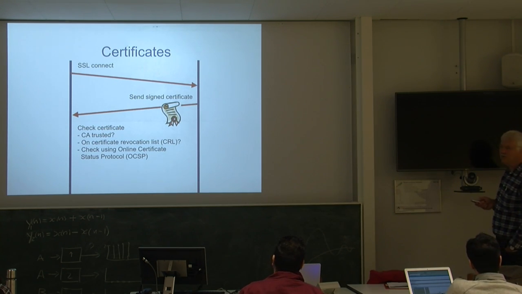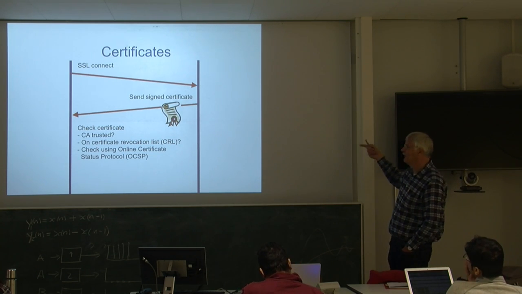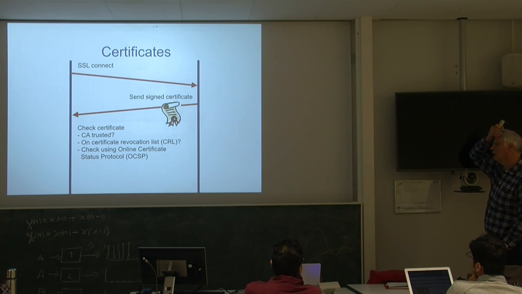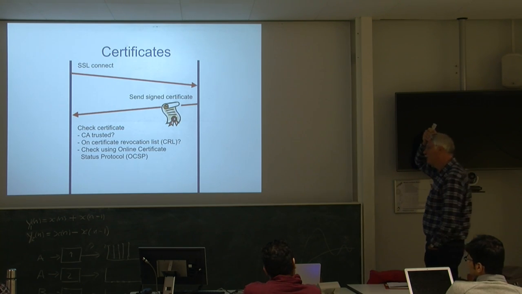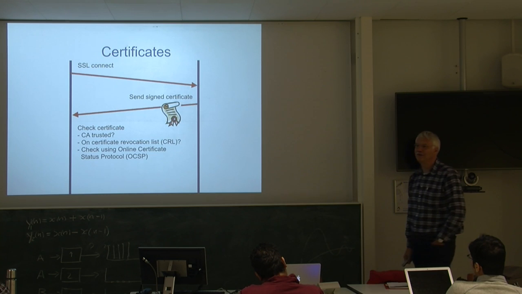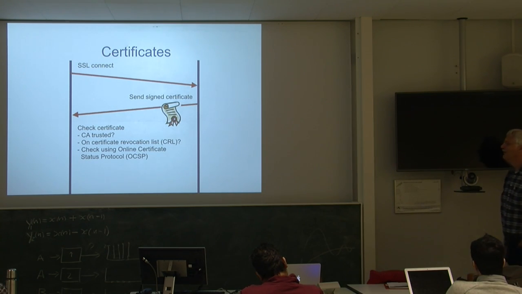There are also a couple of other things. You have a certificate revocation list, so certificates which are no longer valid can be revoked. I think one of the famous examples was at a certain moment someone had something for Microsoft, but what is probably the best example of wrong certificates? DigiNotar. Who knows DigiNotar? Who doesn't know DigiNotar? Then I have to tell that story.